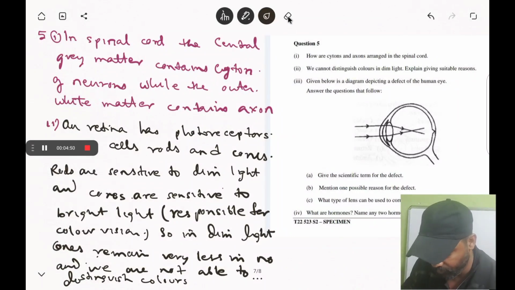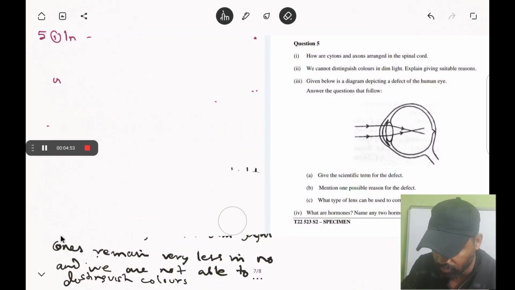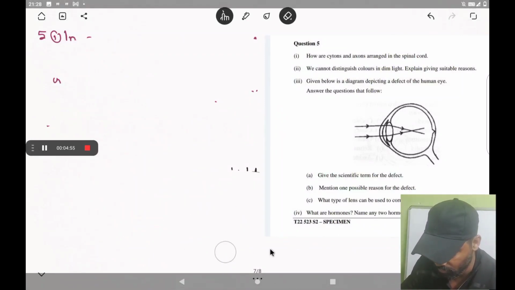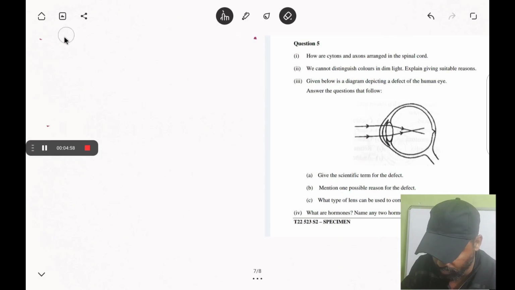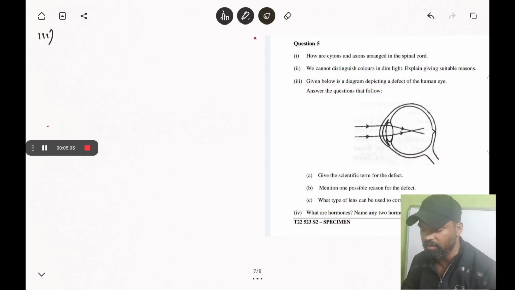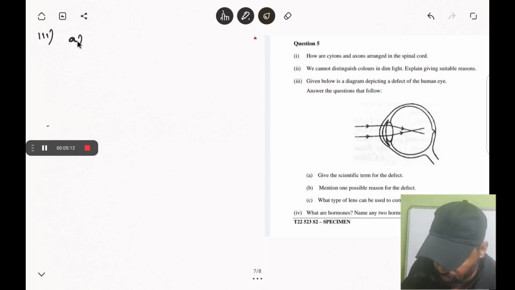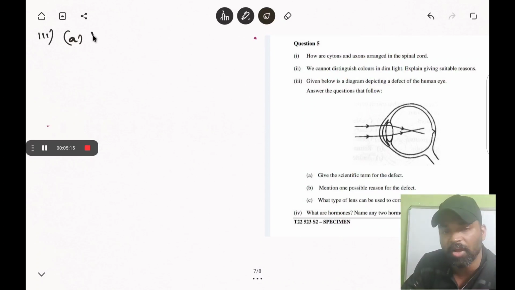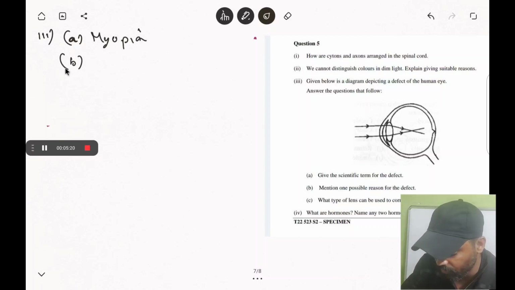What is that? First of all, I'll remove this, okay? I'll just rub this part. Now look carefully. Number 3. Given below is the diagram depicting a defect of the human eye. Answer the following question. First of all, give the scientific term of the defect of the eye. That's myopia, short-sightedness. Myopia, short-sightedness, yes or no? Mention one possible reason for the defect.